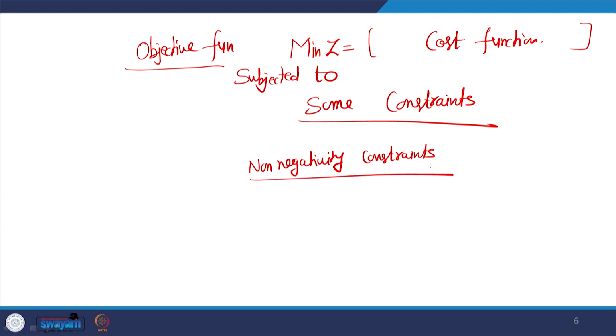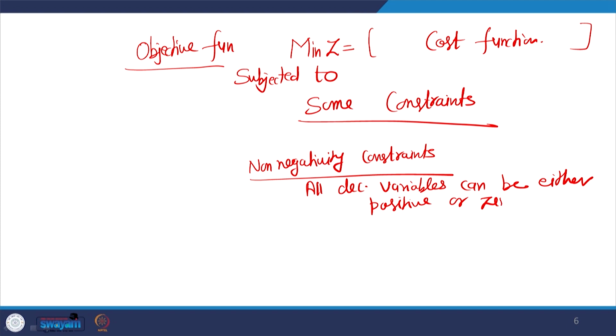That means all these decision variables can be either positive or 0, they can't be negative. You cannot produce negative quantity in a particular period. You cannot have negative cost of inventory. You cannot have negative backlog. So, to ensure that the model does not produce any negative values, we put those things in the form of non-negative constraints.